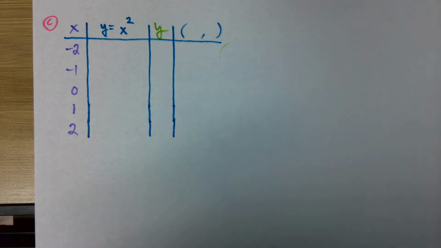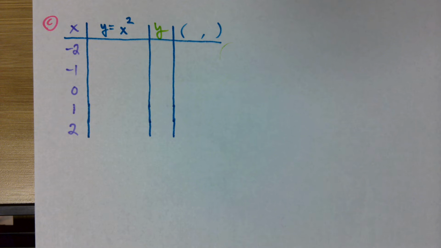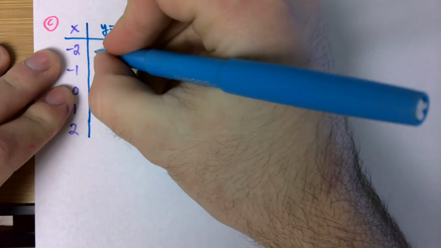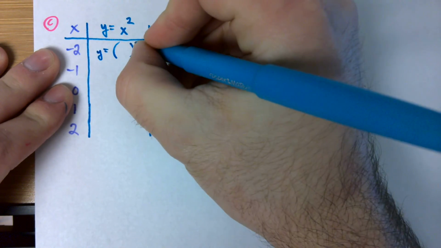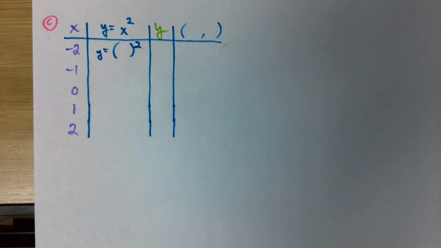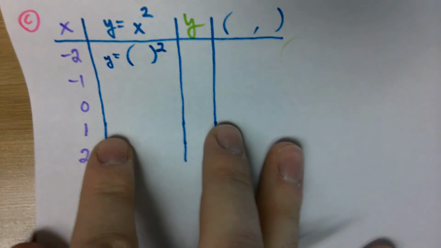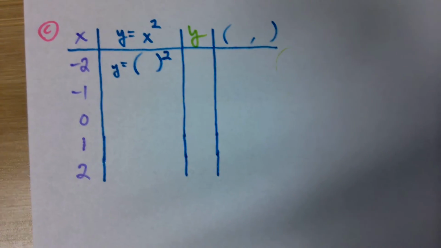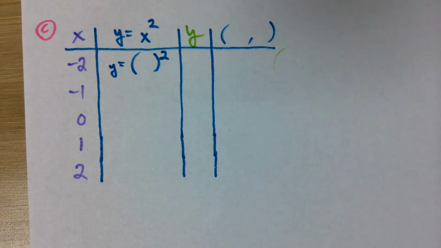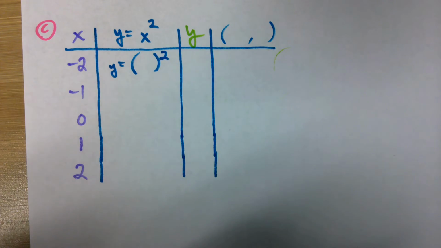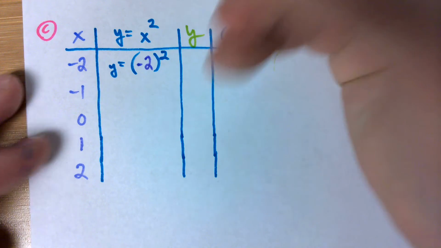So our function here in example C is y equals x squared. All we're going to do is take y equals, open up our parentheses, and keep that exponent of 2 right up there on the top of our parentheses. And what number are we going to put in those parentheses, guys? We're going to put x, but what is our x value here? Negative 2, right?